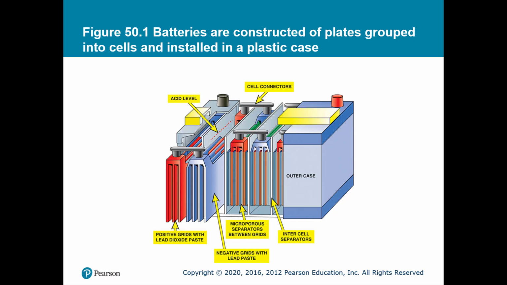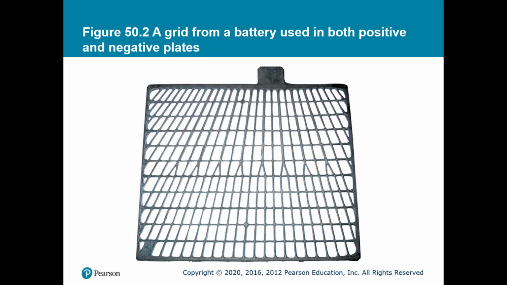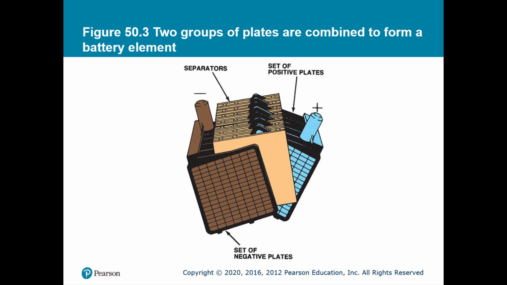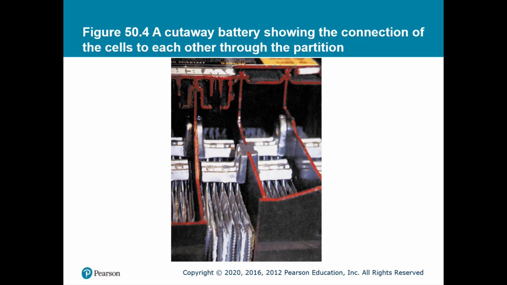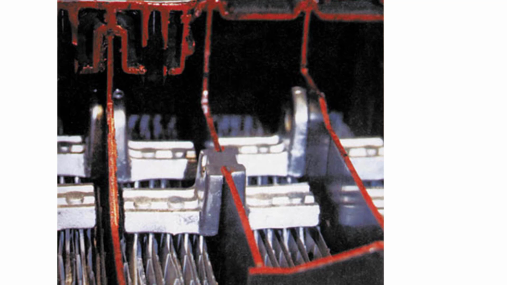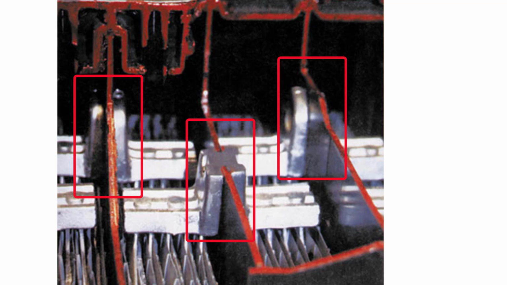Figure 50.1 shows a pretty decent cutaway of an automotive battery and how the plates fit into the cells, how they overlap. Here's an actual grid in figure 50.2. This could be either a positive or a negative plate before they are pasted. In figure 50.3, it shows how the plates load together, where you have a negative plate, an envelope separator, then a positive plate, then an envelope separator, and then a negative plate, and so on and so forth. This process repeats through every cell of the battery. In figure 50.4, this actual cutaway of a battery shows the connections of the cells to each other through the partition.